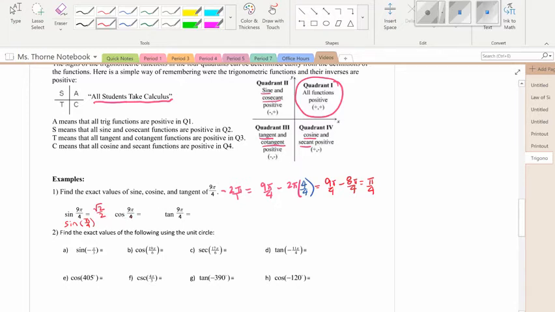For the next one, cosine of 9 pi over 4 would be coterminal with the cosine of pi over 4, which is also in the first quadrant, and root 2 over 2. And tangent, sine over cosine, in the first quadrant is equal to 1.